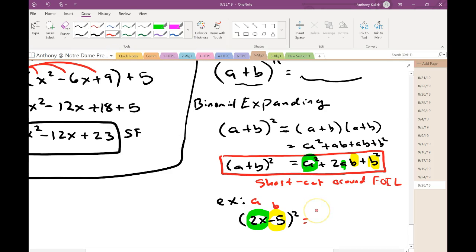So if I do that, what does 2x squared give me? Well, 2x times 2x is 4x squared. If I do 2 times 2x times negative 5, I get negative 20x. And if I do negative 5 squared, I get 25. So all this formula is doing is creating a little bit of a shortcut for me to be able to do one of these special case foilings in my head without having to write anything down.